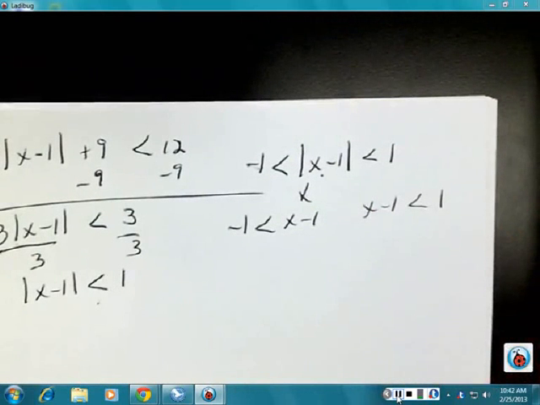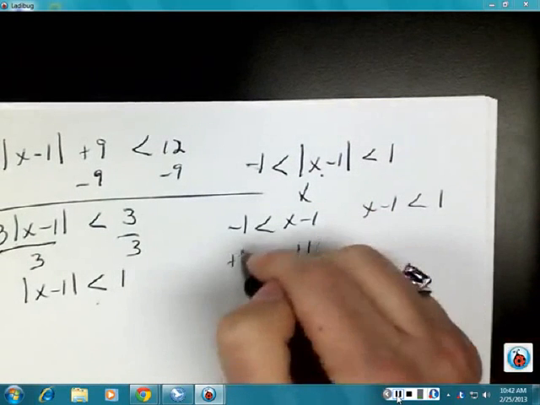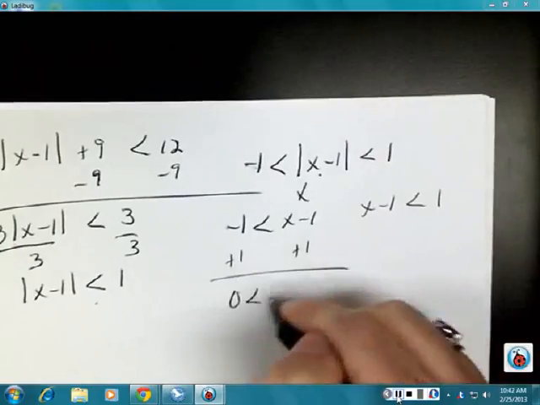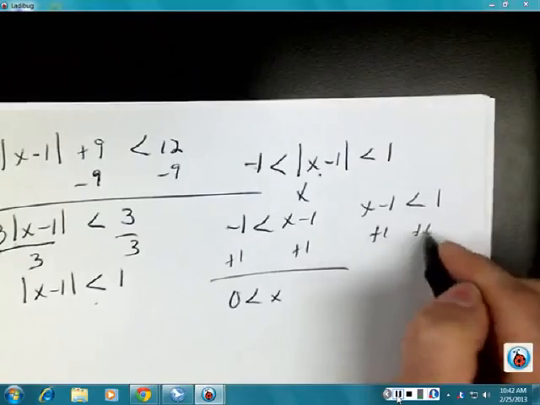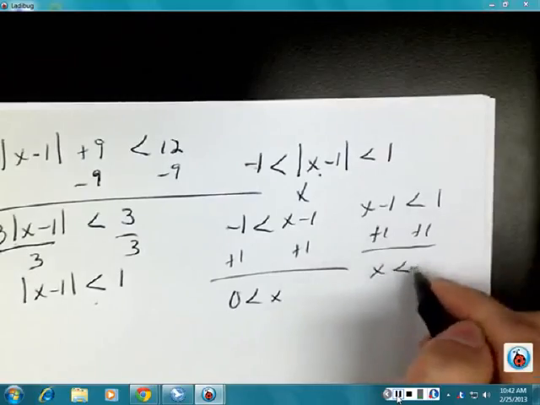And solve them. So add 1. So 0 is less than x. Take the other one, add 1. X is less than 2.